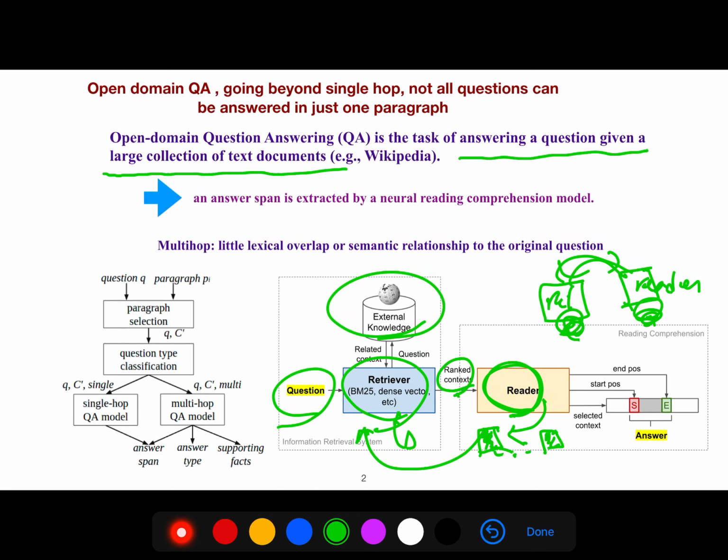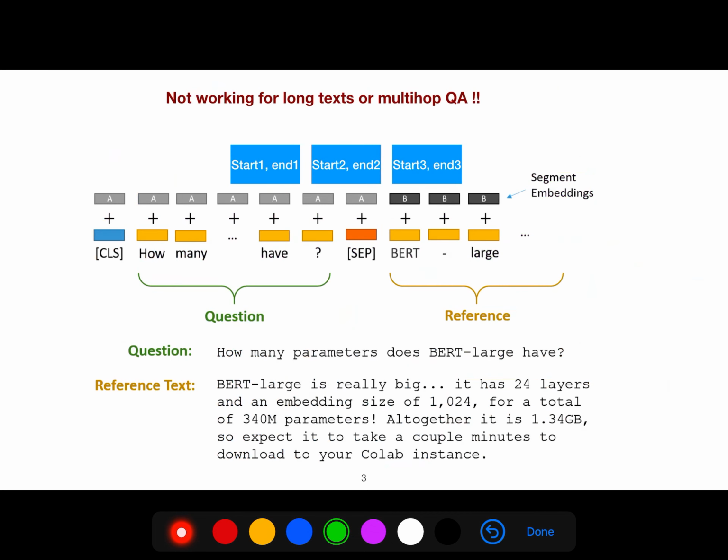So in open domain question answering, the task is answering a question given a large collection of text documents. An answer is extracted by a neural reading comprehension model. As you know, in multi-hop, we have just little lexical overlap, or let's say semantic relationship, to the original question. And this is not working for long text or multi-hop question answering.